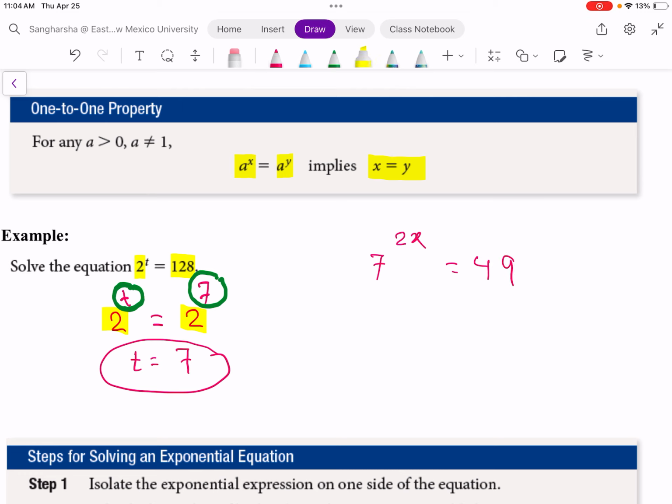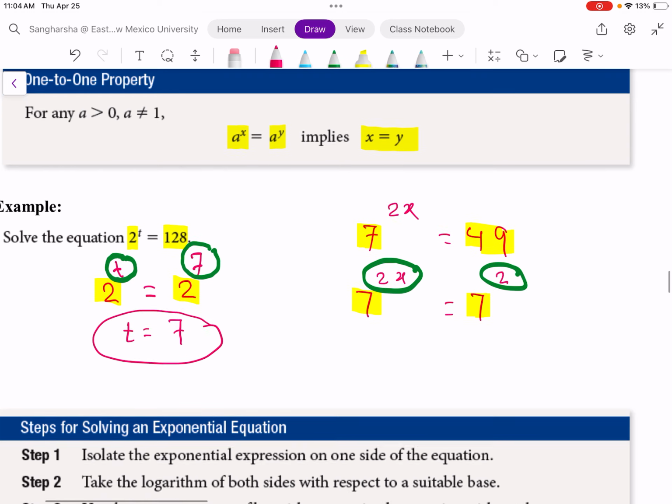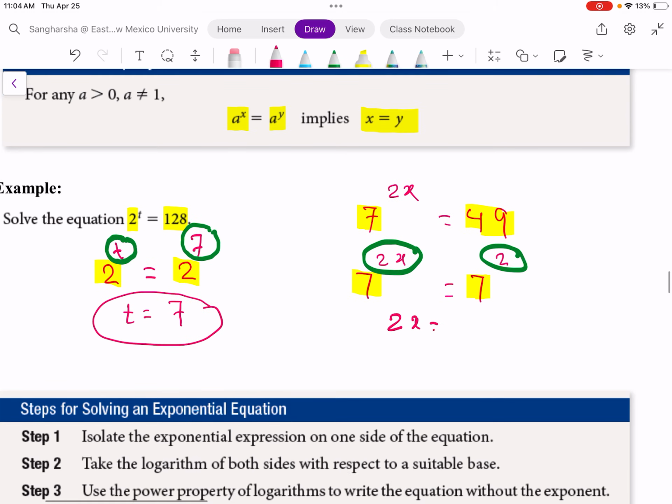On the left side, our base is 7. On the right side, our base is 49. So we try to make the same base on both sides. Now, how can we rewrite 49 in terms of 7? 7 squared. Now we have base 7 on the left side and base 7 on the right side, so we can write the exponents equal to each other. So we have 2x equals 2. This is a linear equation.